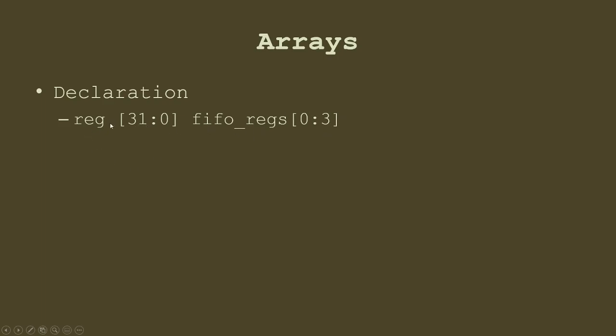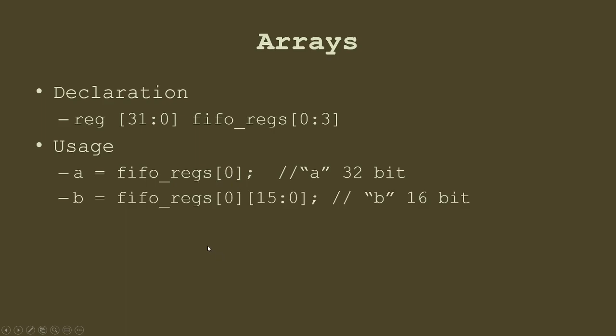Just like in C, we write int something and then we write a number. So instead of a number, we write 0 to something, and instead of int, we specify explicitly the width of that variable. We can use it in two ways. For example, if we want to read the value from that, if I write a is equal to FIFO edges and 0, that means I want to read the first 32-bit register. If I write 0 with 15 down to 0, that means I want to read the 16 LSBs of register 0. So that's how we write.